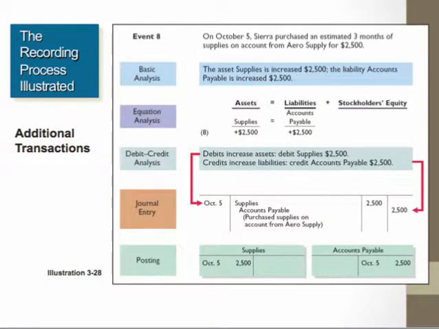Event 8, on October 5th, Sierra purchases an estimated 3 months of supplies on account from Aero Supply for $2,500. The asset supplies account goes up by $2,500, and we paid on account, or on credit, so we have an obligation to pay in the future of $2,500 called accounts payable. So debit supplies $2,500, credit accounts payable $2,500.